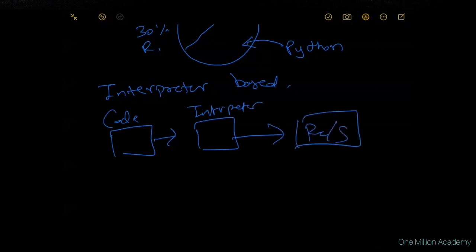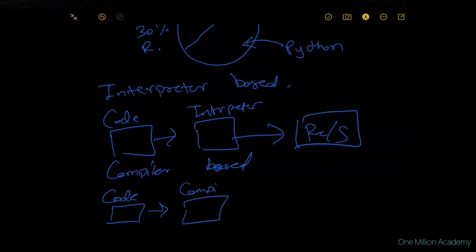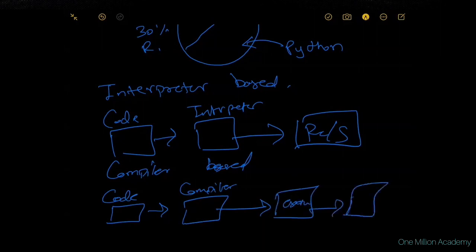Now, how does the compiler work? The same way. There will be a few stages in it. Compiler-based: code, compiler, and then there will be an executor and results. Yeah, there is one stage. You can call it interpreter, or let's say interpreter or object code.